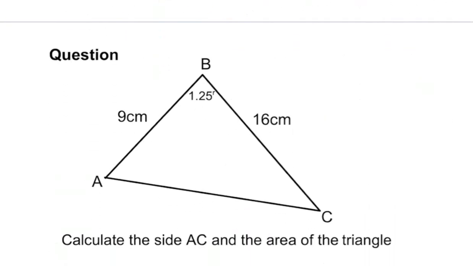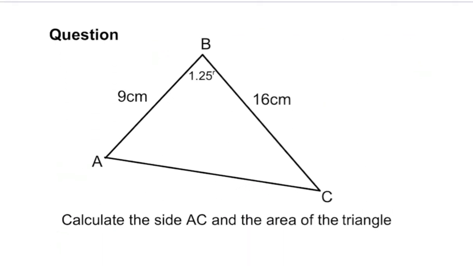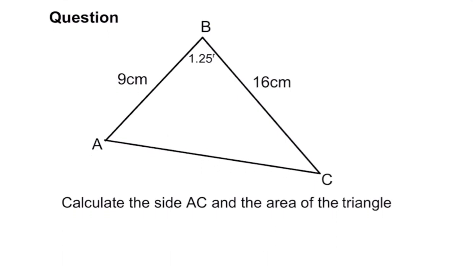Our second question is a non-right angle triangle, and this one I'm going to let you do on your own. You can see that you have a non-right angle triangle. Your angle is 1.25 radians, one side of 16, one side of 9. So in order to find side AC, you're going to use the cosine rule, because you've got two sides and the included angle. But make sure that your calculator is in radians.